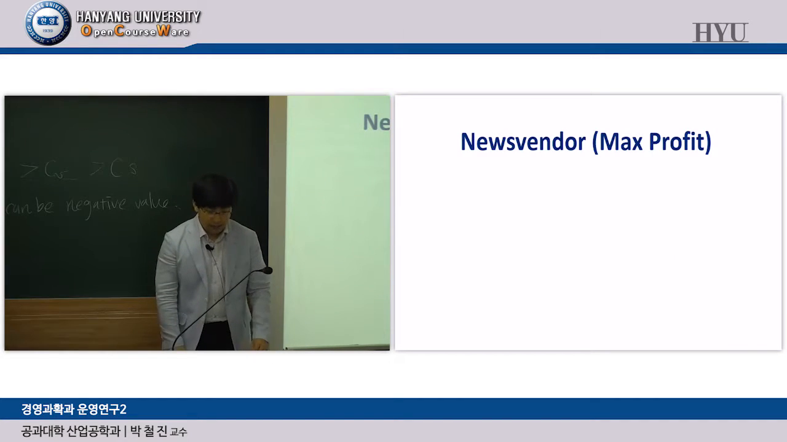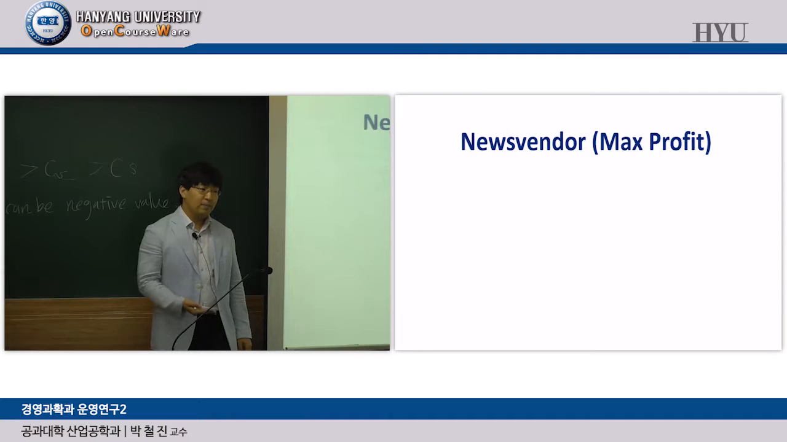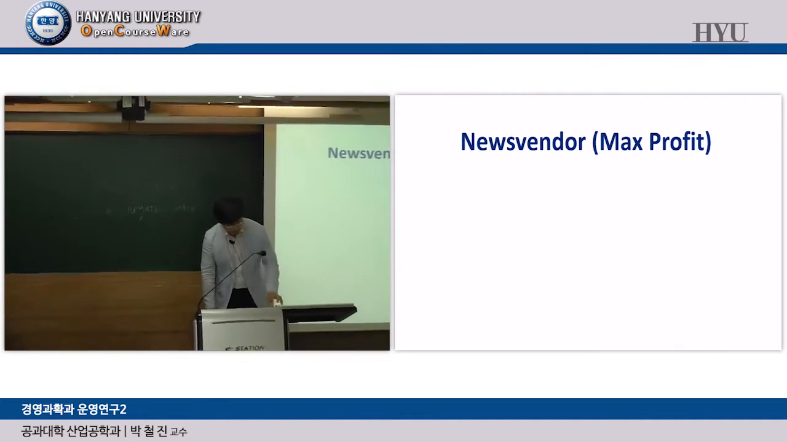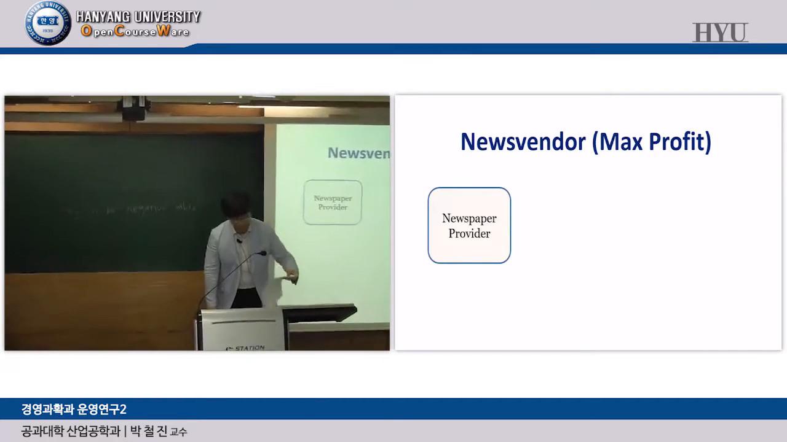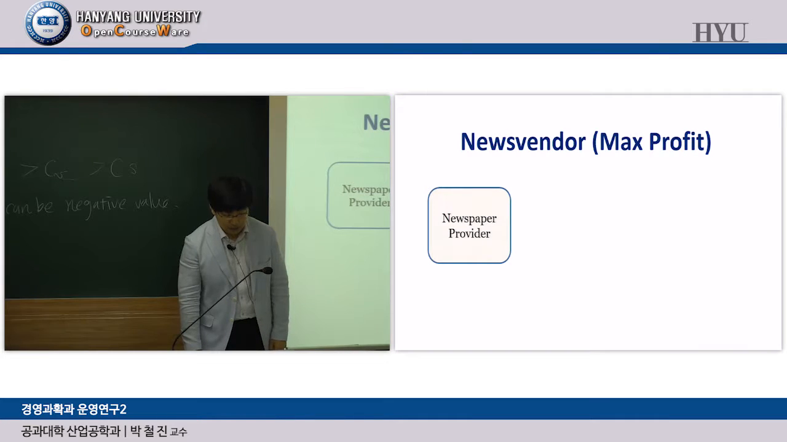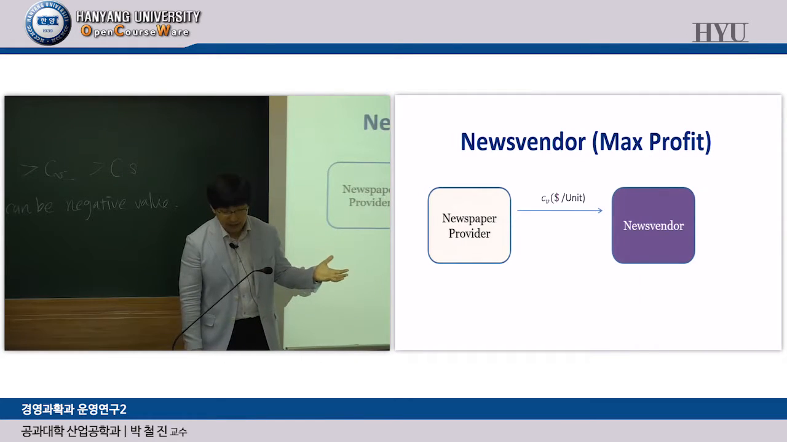So I'd like to formulate the profit function now. Before we formulate it, I'd like to introduce one more time the newsvendor problem. There is a provider or supplier or manufacturer, and we can buy one single item with C sub V dollars per unit, okay?